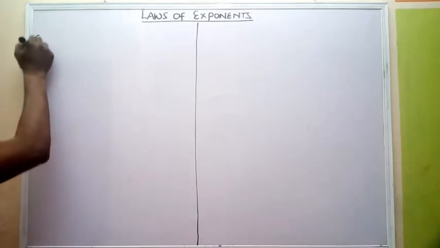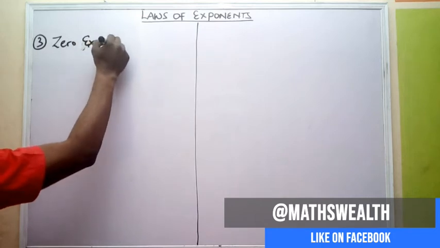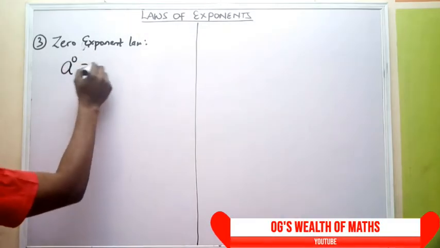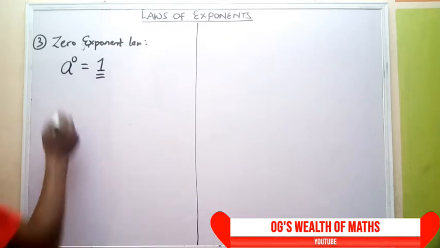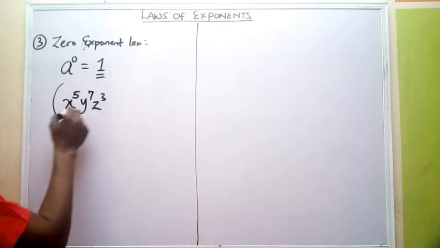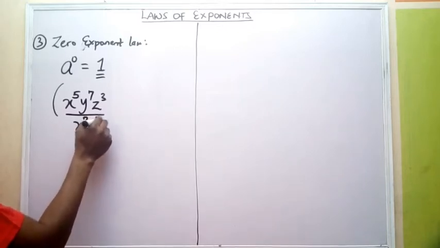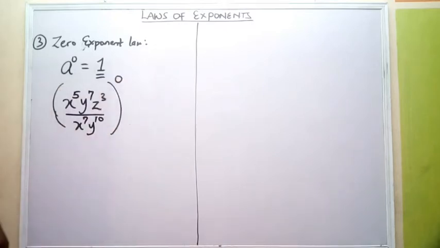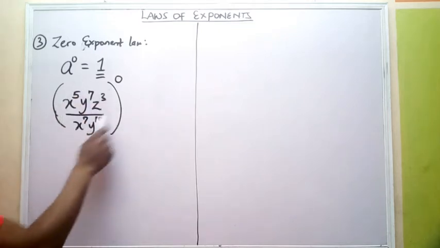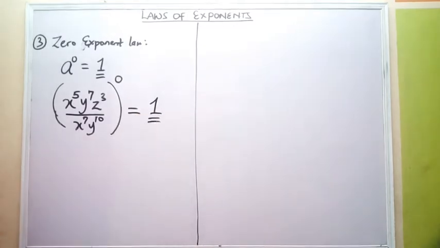Now, we're going to look at the zero exponent law. So if I have, for instance, a to exponential 0, it is 1, it's just a law. If I have x exponential 5, y exponential 7, z exponential 3 over x exponential 7, y exponential 10, all to 0, you don't need to solve anything, because this is the base in fractional form, and the exponent is 0, so anything to the exponent 0 is 1, so my result will be 1 in this case.